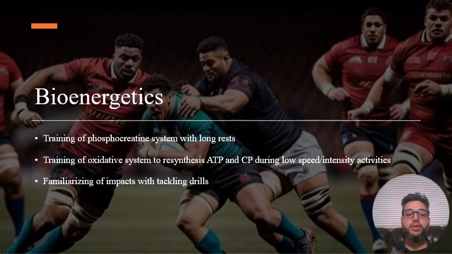So again, training the phosphocreatine system with long rest is important. Training the oxidative system to be able to resynthesize the CP during those low intensity times, which again, around 75% of a match is at that time, so it's important.